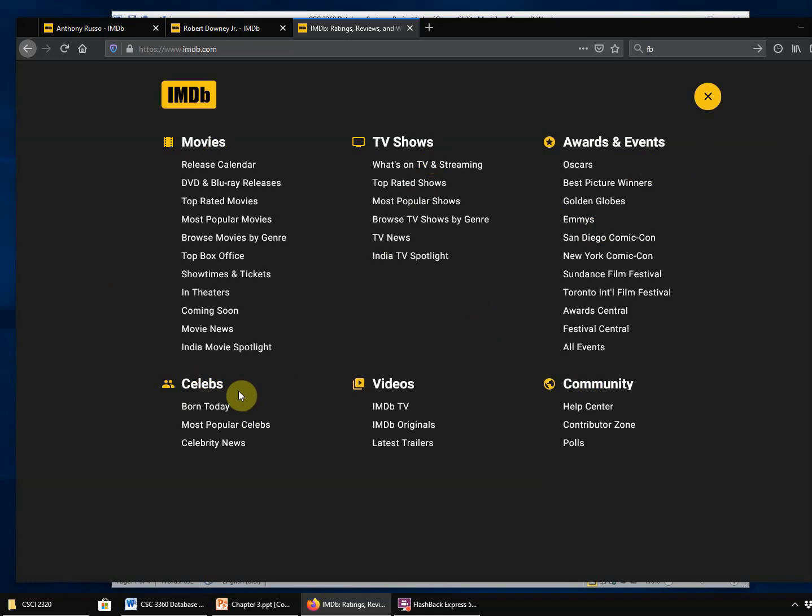Celebrities, like we said, can be divided into actors, directors, writers, a lot of different things over here. TV shows, videos, etc. That's why I'm saying you don't need to capture all of this information. There are some minimum requirements I want you to achieve for the entity and the relationship. As long as you achieve those minimum numbers, how you want to create the database is going to be your choice.